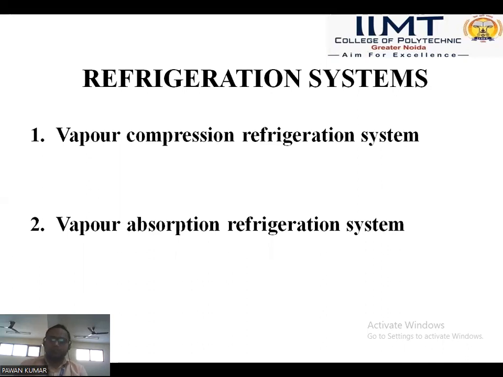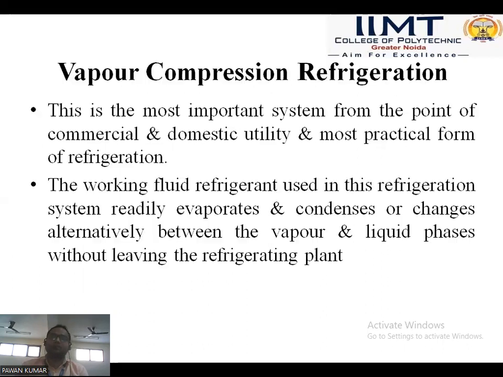Okay, so we are going to discuss the first, the vapor compression refrigeration system. What is the vapor compression refrigeration system? This is the most important system from the point of view of commercial and domestic utility. It is mostly used for commercial and domestic purposes, and it is also the most practical form of refrigeration, used on a large scale as well as for commercial and domestic purposes.